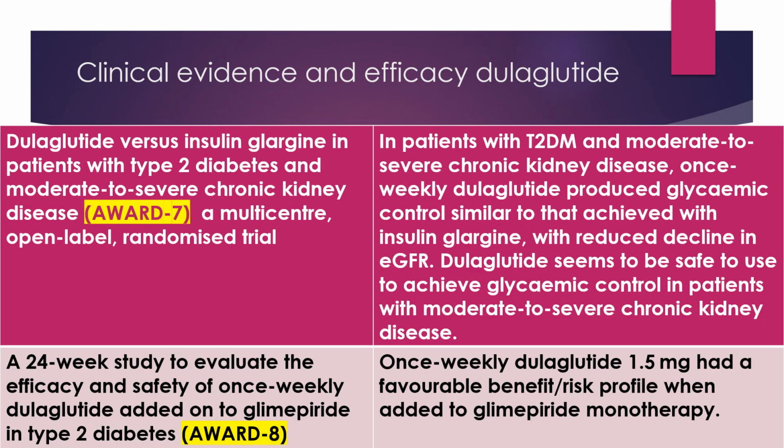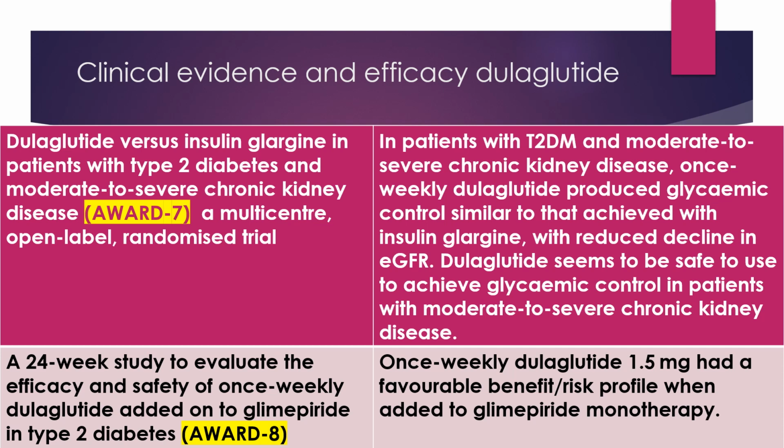In AWARD 7 trial, patients with type 2 diabetes and CKD taking either dose of dulaglutide achieved similar glycemic control to those taking insulin glargine, but had significantly less decline in renal function. The estimated GFR declined by 0.7 milliliter per minute per 1.73 square meter with dulaglutide, while it declined by 3.3 with insulin glargine. Regarding weight reduction, body weight decreased with dulaglutide but increased with insulin glargine.